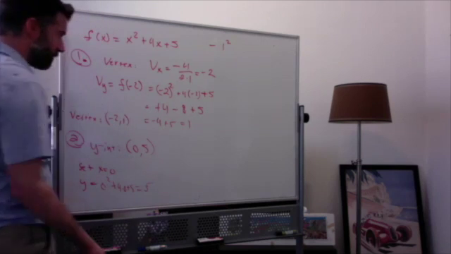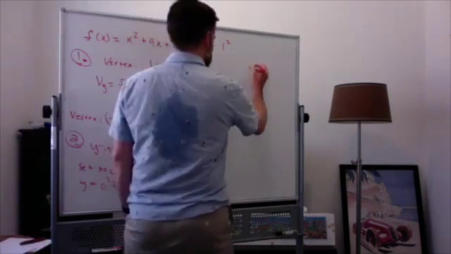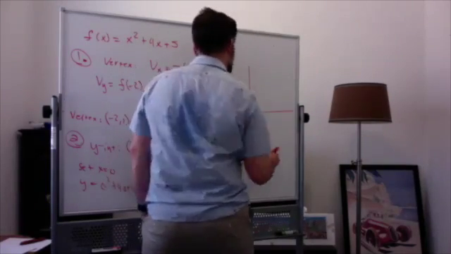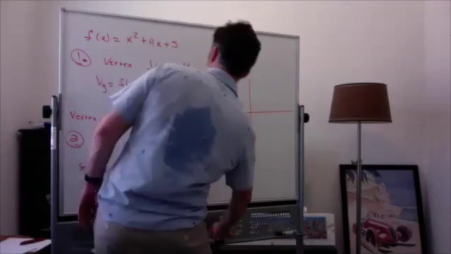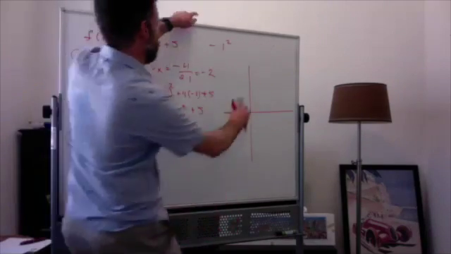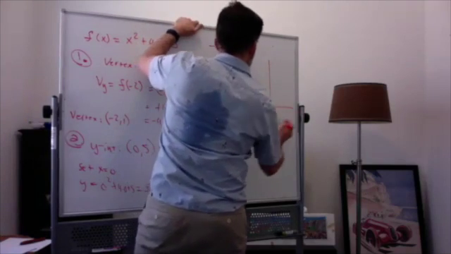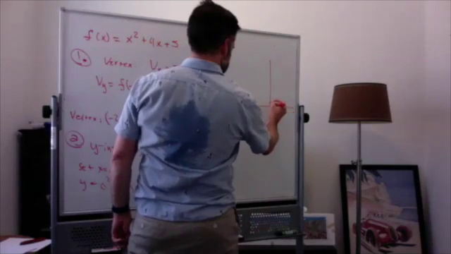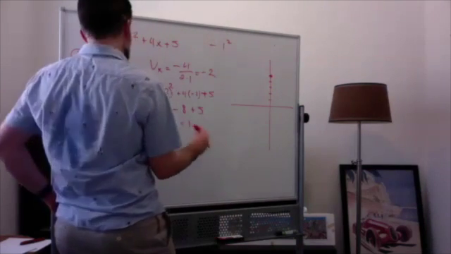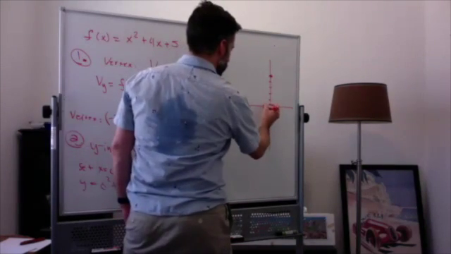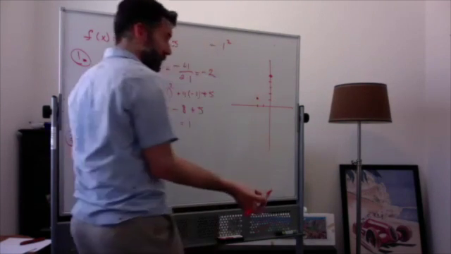Which is 5. Then we plot these points before we even think about x-intercepts. So let's see, I've got 0, 5. I should have given myself more room on the left because my vertex is to the left. So let's draw this again. So I've got 0, 5 as my y-intercept. This time I decided to make marks, and I've got negative 2, 1 as my vertex.